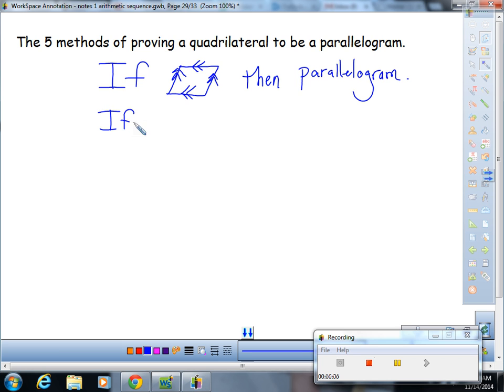Excellent. You could really have said either. If the opposite angles of a quadrilateral are congruent to each other, then that quadrilateral must be a parallelogram.